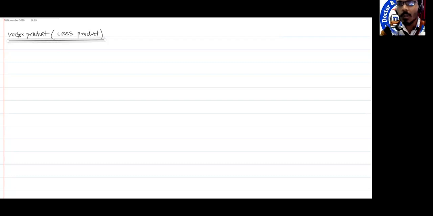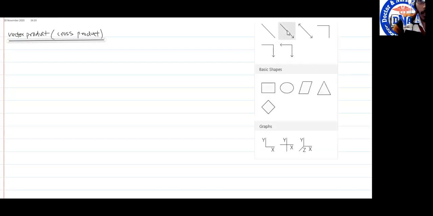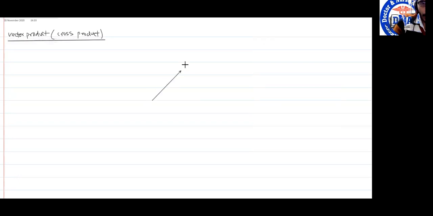But right now, understand how you do the vector product. It is very simple. Let us suppose you have two vectors, vector A and vector B. Now I want to multiply them, A cross B.